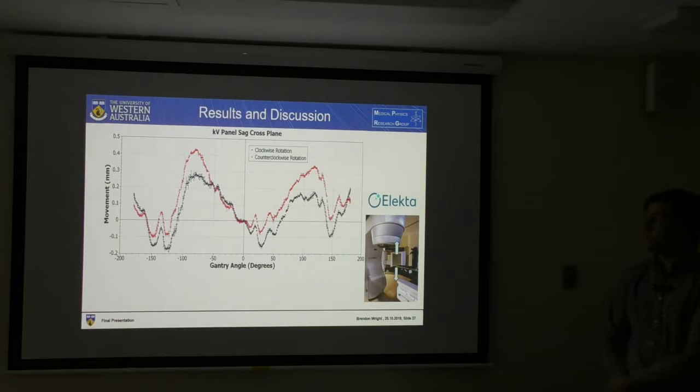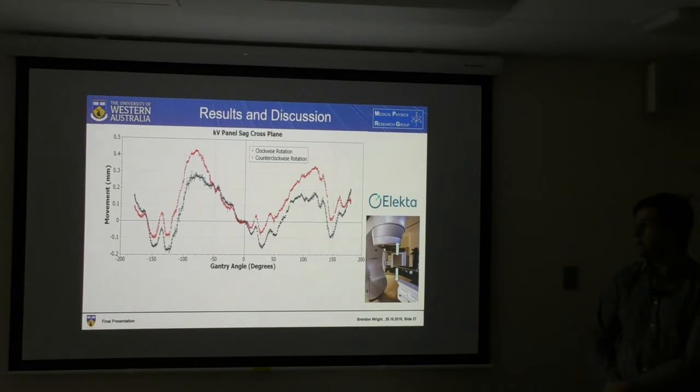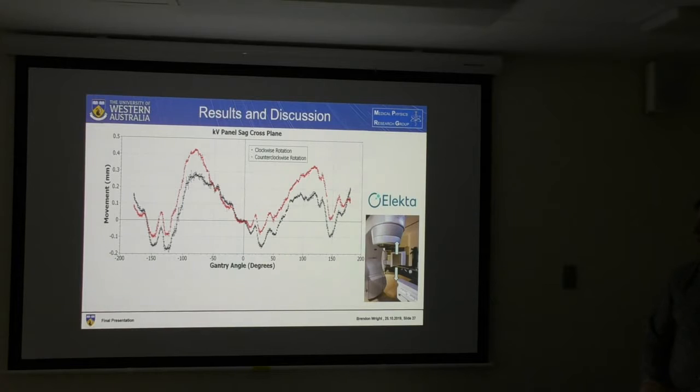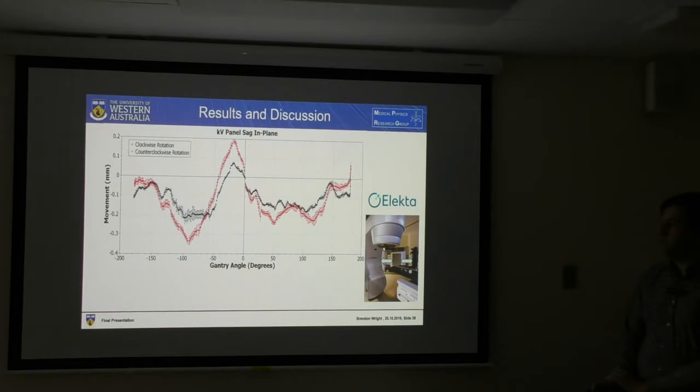So the first data set that we'll look at is the Elekta linac in the kV plane. An analysis was done between both a clockwise and counterclockwise rotation for the panel sag in the cross-plane direction. It was found that there was quite a varied difference between the clockwise and counterclockwise rotations, with only a maximum movement of about 0.6 of a millimeter encountered. In the in-plane direction, this was noted to be roughly the same, a little bit less in terms of the overall movement, only of the order of about 0.55 millimeters, but once again, a discontinuity between a clockwise and counterclockwise rotation.